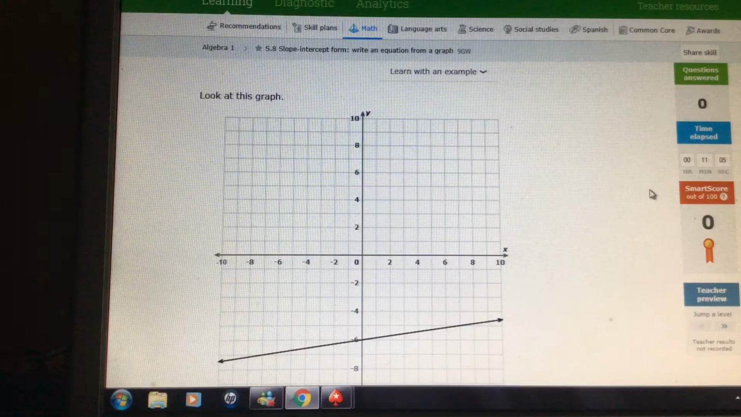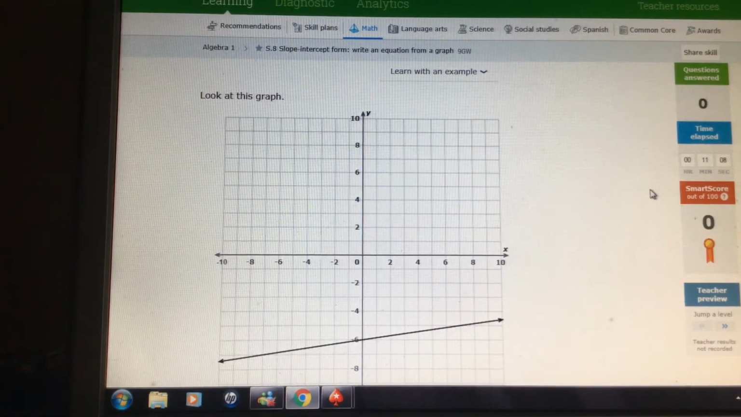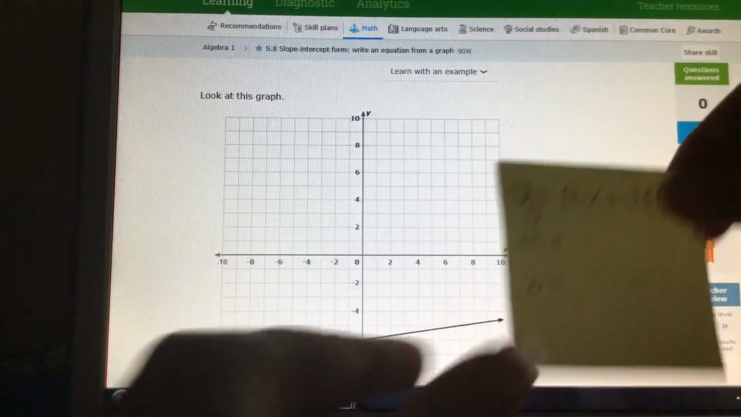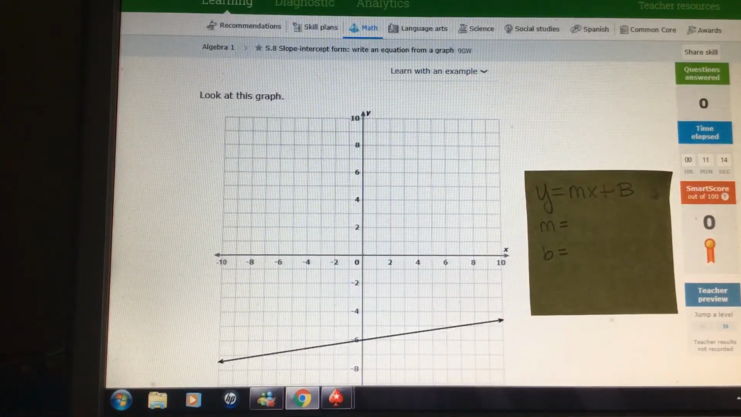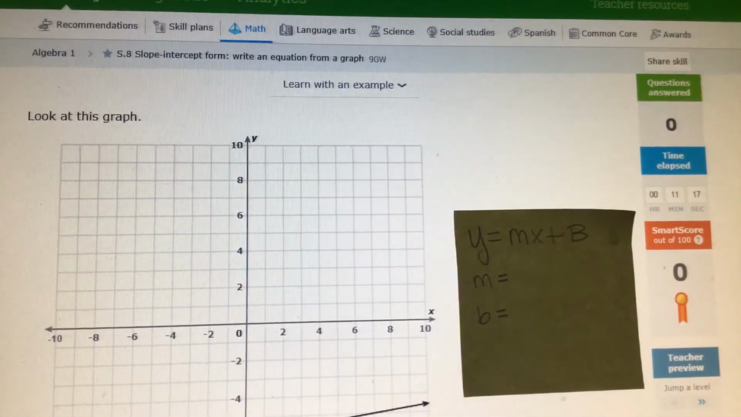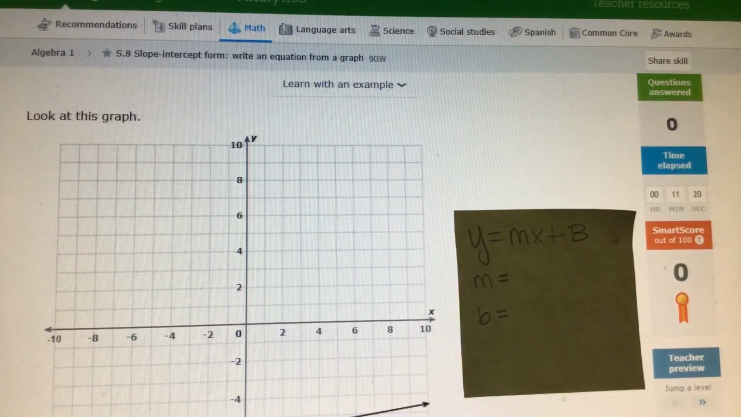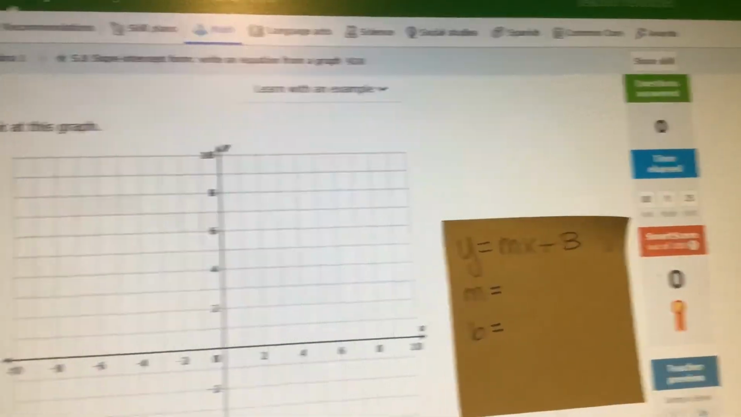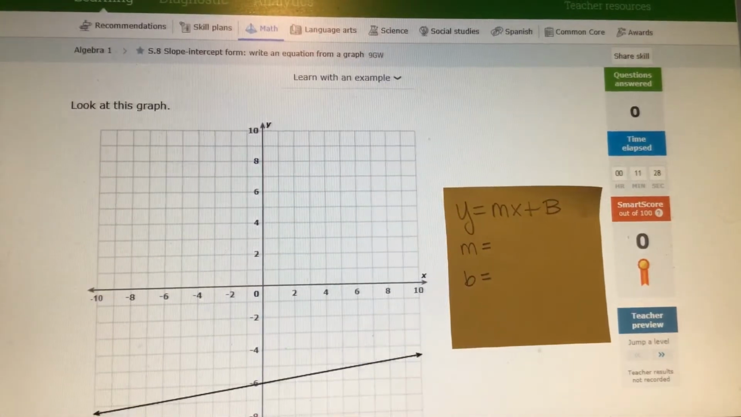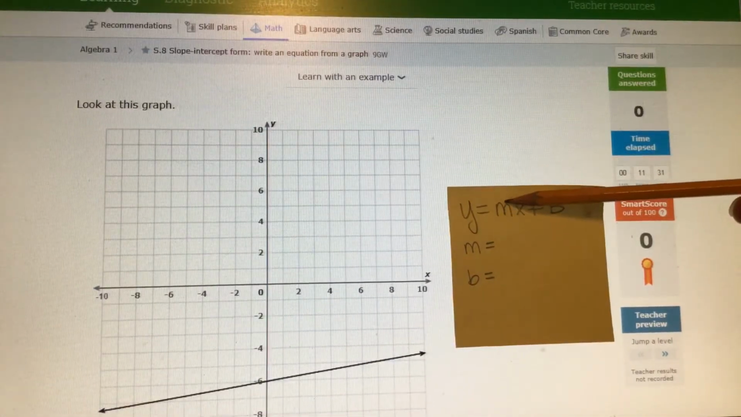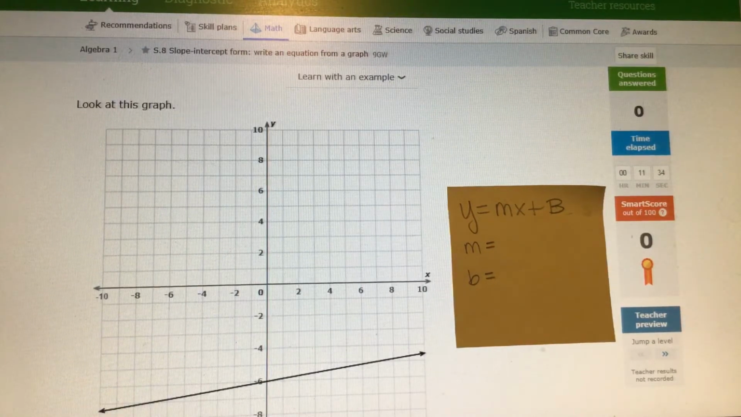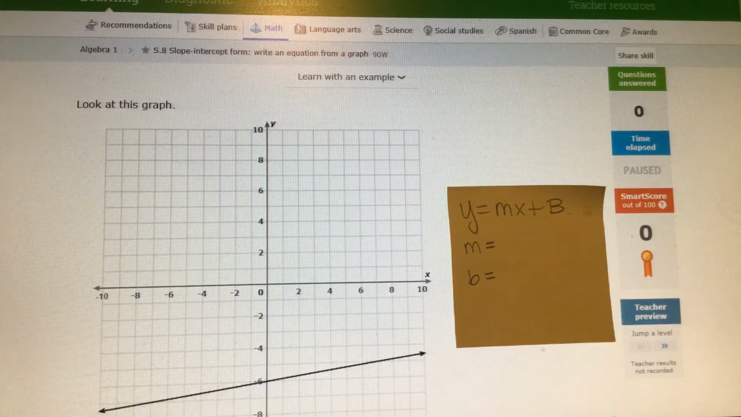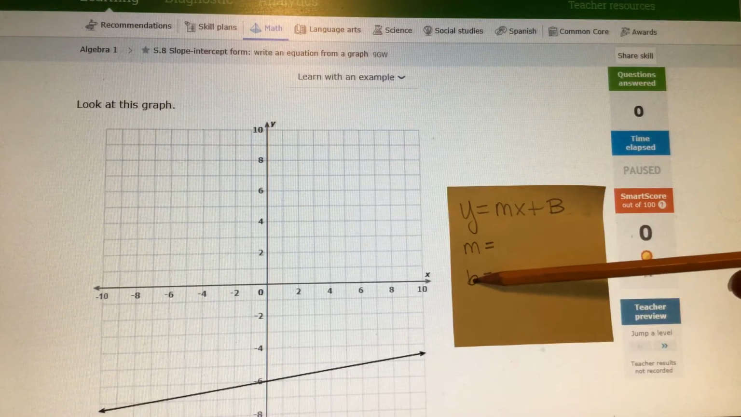So first things first, I'm going to look at this graph and I'm going to remember that I need to write my equation y equals mx plus b. Okay, so when I write y equals mx plus b, I know that m stands for my slope and b stands for my y-intercept. So if I can find those two things from this graph, then I can write the equation that they're asking me for. So first things first, let's find our b, or our y-intercept.